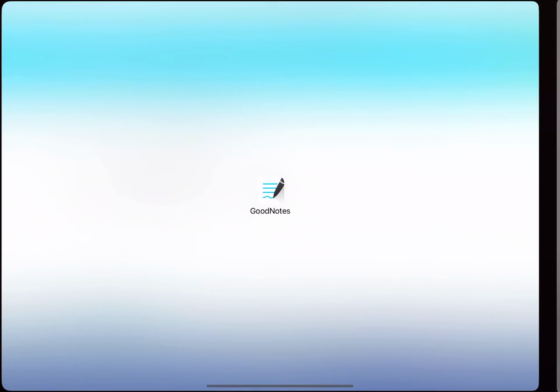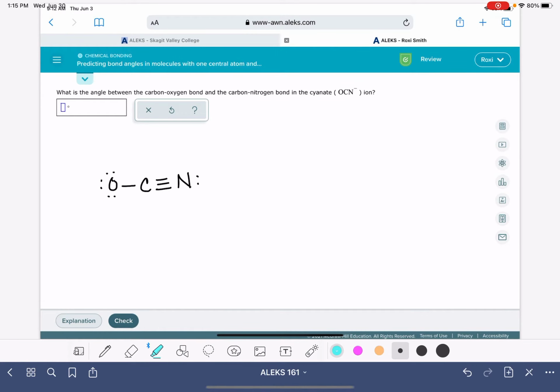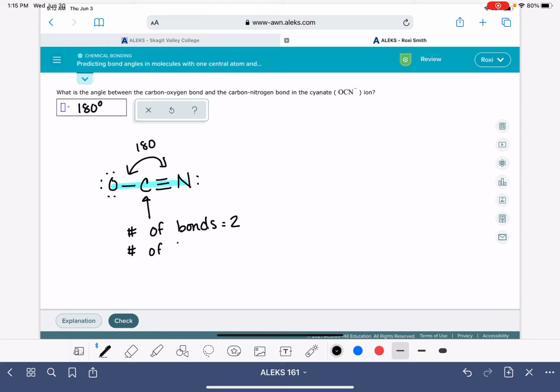So it's asking us in the question, what is this particular angle right there? And this one's actually pretty easy. It's 180 degrees. But for a trickier problem, what you want to do is consult a table of bond angles for different types of molecules. Bond angles are based on, around the central atom, the number of bonds, in this case 2, and also the number of lone pairs, in this case 0.